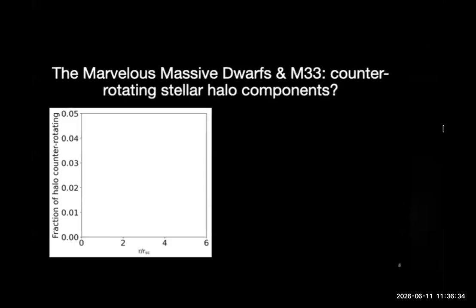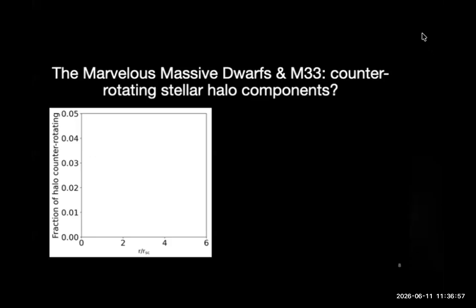Okay, let's check out weird thing number 3. This is that we have some counter-rotating stars in the stellar halo of M33. This is weird. Do we even have anything like this in the simulations? Once again, on the x-axis, we have our normalized radius. The y-axis here is the fraction of stars in the stellar halo that are counter-rotating.